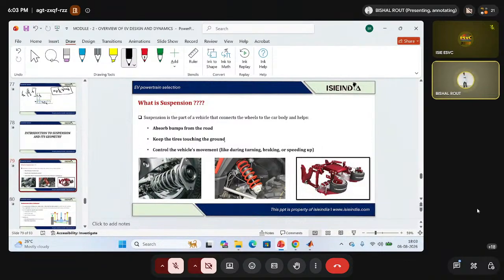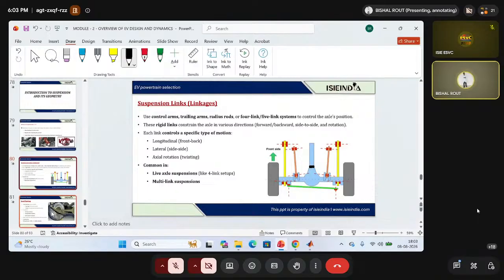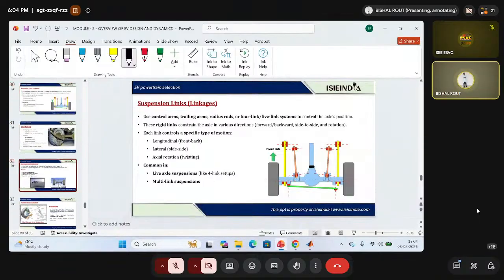The work of a suspension is not only to connect your vehicle chassis to the wheels, but also to absorb the shocks, and to ensure that your tires keep touching the ground. Also to ensure that your vehicle has controlled movement once you speed up or brake the vehicle. Basically, suspension is divided into three types. One is an independent suspension, one is a dependent suspension, and the last one is called a semi-independent suspension.